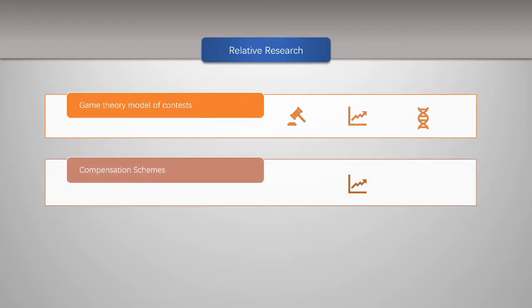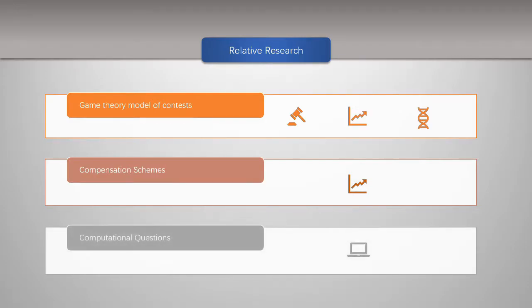The research on contest-related topics has been carried out by scientists from different fields since the beginning of last century. Game theory models of contests are studied with auction theory, economic theory, as well as theoretical biology. Using compensation schemes on ordinal ranking has been studied by economists. Game theory with computational questions was studied by computer scientists.